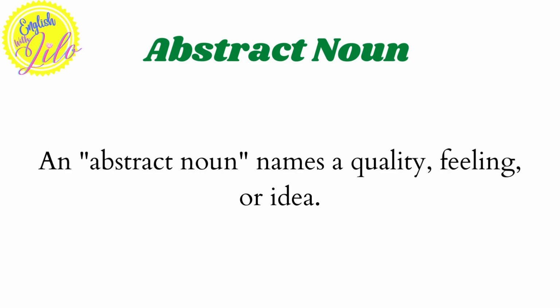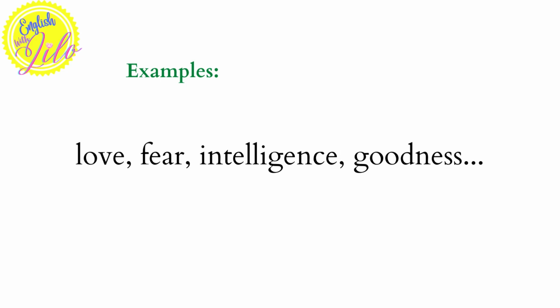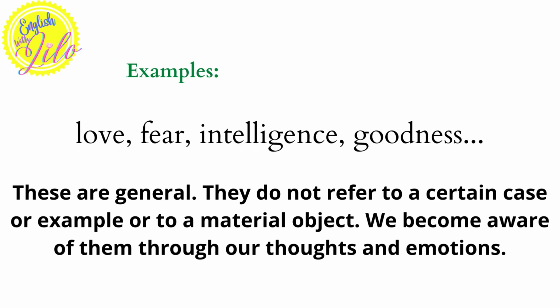Abstract noun. An abstract noun names a quality, feeling, or idea. Examples: love, fear, intelligence, goodness. These are general. They do not refer to a certain case, or example, or to a material object. We become aware of them through our thoughts and emotions.